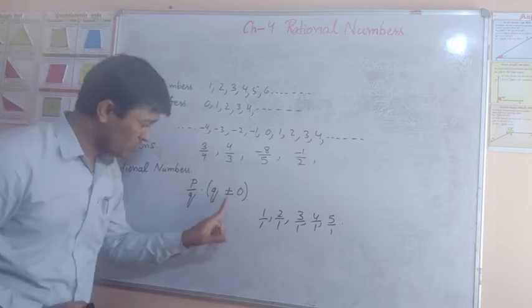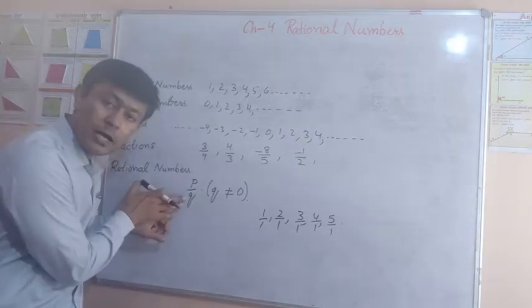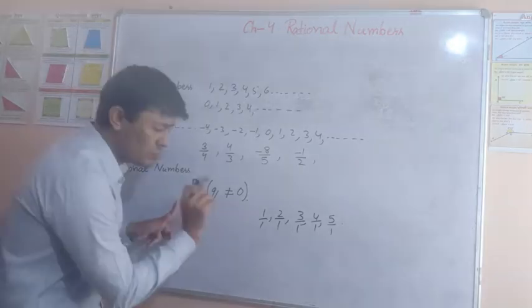See, q should not be 0. Where is q here? Denominator place. So, denominator should not be 0.